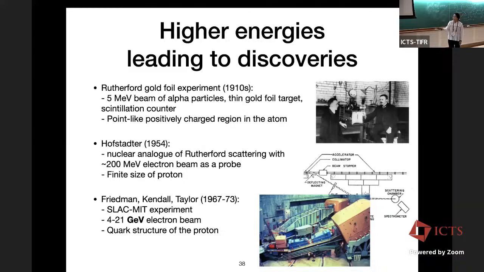And later in 1967, finally, at SLAC, the MIT experiment used the 4 to 21 GeV electron beam as a probe. With this hydrogen target, for example, to study the proton, they did experiments and discovered for the first time experimentally the quark structure of the proton. And all these three discoveries led to the hadron structure and the Nobel Prize for their discovery here.